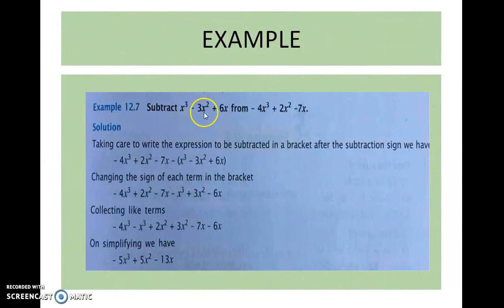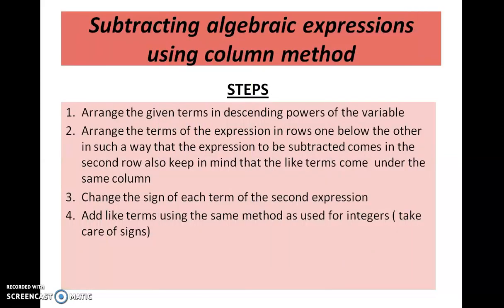Subtract x cube minus 3x square plus 6x from minus 4x cube plus 2x square minus 7x. Now from is written first, so I have written minus 4x cube plus 2x square minus 7x minus the first expression in the bracket, x cube minus 3x square plus 6x. Now when I open the bracket, minus x cube plus 3x square minus 6x, the signs of the second expression have changed. Right? Now I group the like terms together and on simplifying I have got the answer as minus 5x cube plus 5x square minus 13x. I'll explain you the column method.